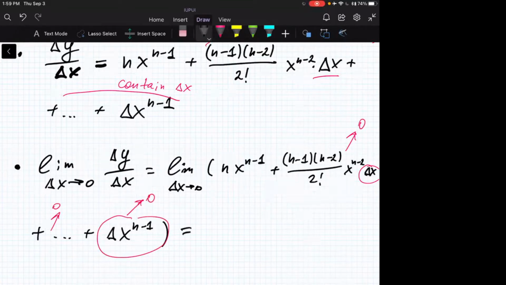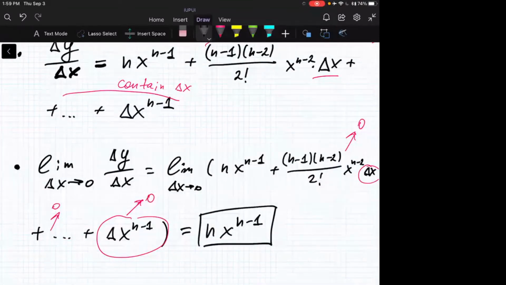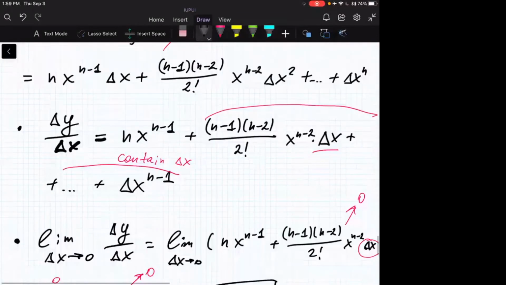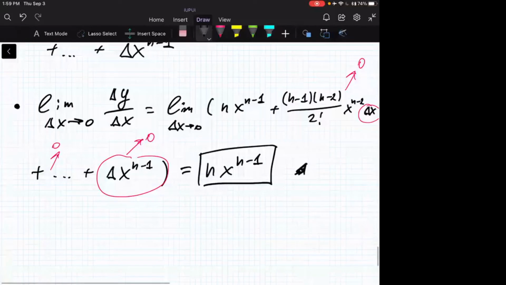And what is left is just the first term that doesn't contain delta x, and it gives me the final answer. And that's what I was looking for. That's what I wanted to prove. Okay.